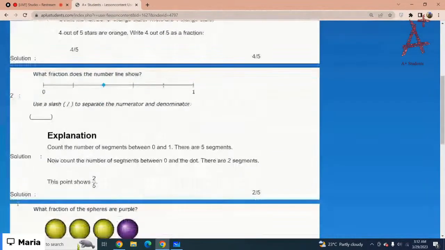What fraction does the number line show? Which is the correct option? Between 0 and 1, you have 1, 2, 3, 4, 5 segments. Got it? So the second one is colored. It would be 2 over 5.